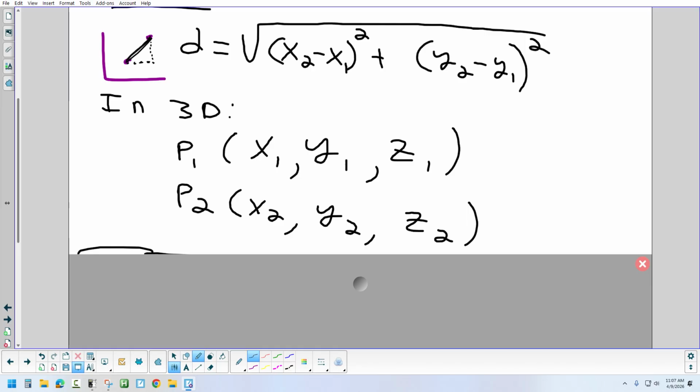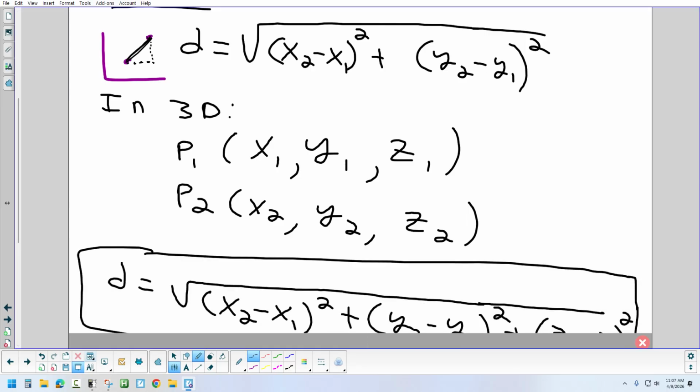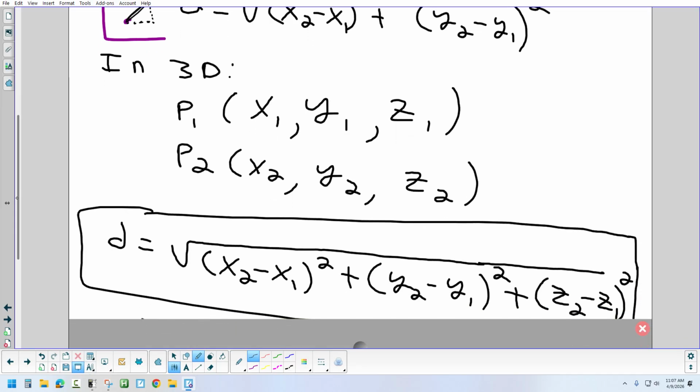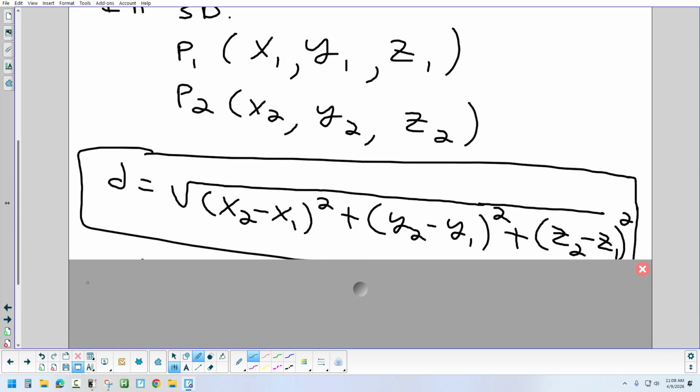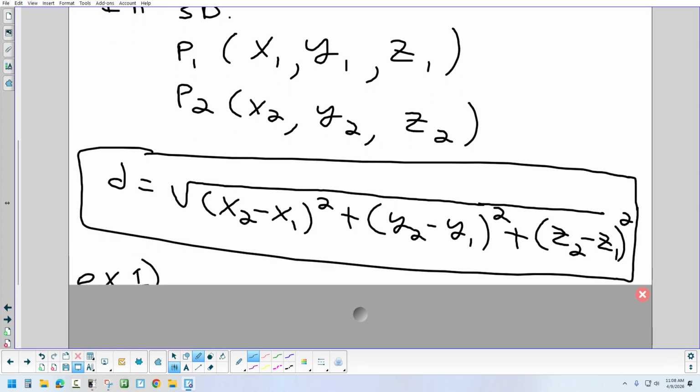Yep? Would you just add the z as well, like plus z2 minus z1 squared? Right. So it's everything that you did in 2D. Find the difference in the x's squared, the difference in the y's squared. Now you're going to add the difference in the z's squared. And that is the distance formula in 3D. So no, that's not a vector formula. It's just how to find the distance between 2 points.